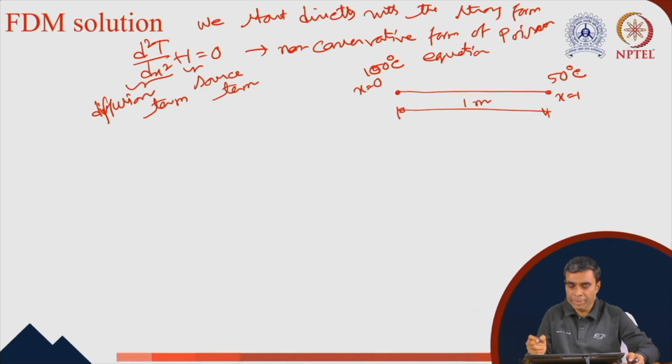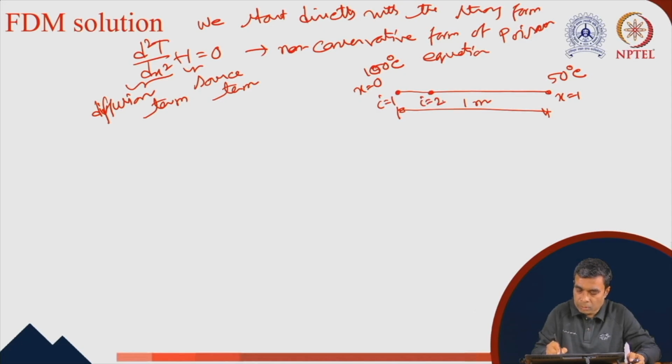Now we discretize the domain by using 6 nodes. So for 6 nodes, our first node is i equals 1. The second node is i equals 2. The third node is i equals 3. The fourth node is i equals 4. The fifth node is i equals 5. And the sixth node is i equals 6.